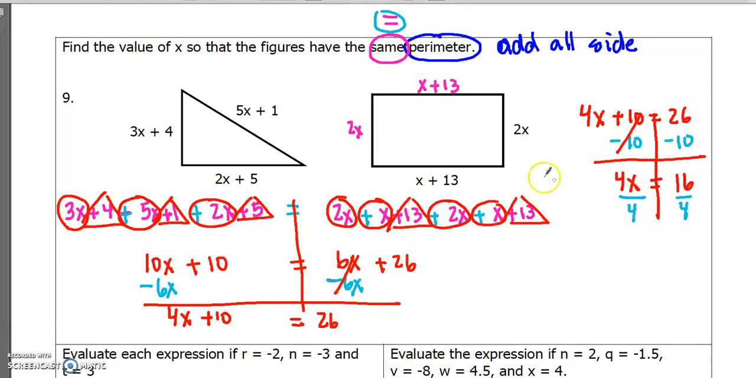And then that is going to leave me, the 4's cancel, and 16 divided by 4 is simply 4. So my x is equal to 4.